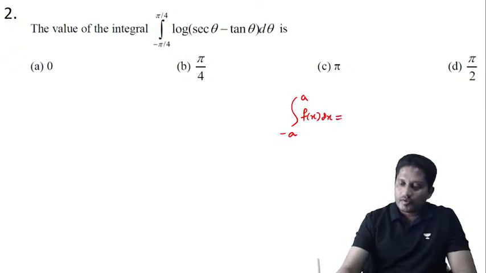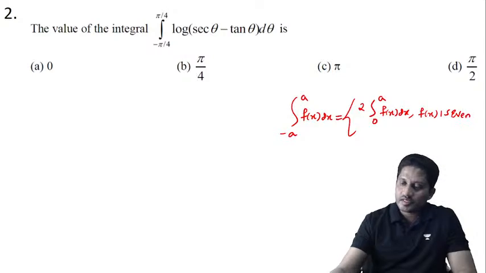Minus a to plus a f of x dx will be equal to 2 times integration 0 to a f of x dx if f of x is even, and this is equal to 0 if f of x is odd.